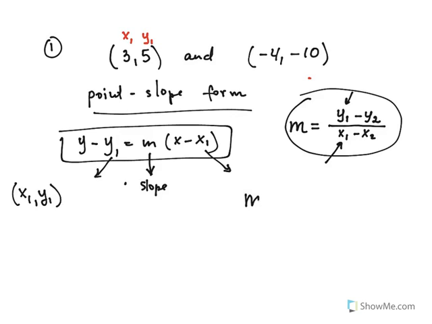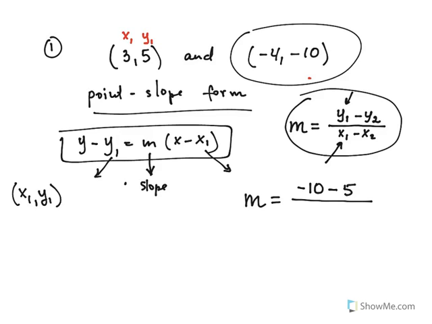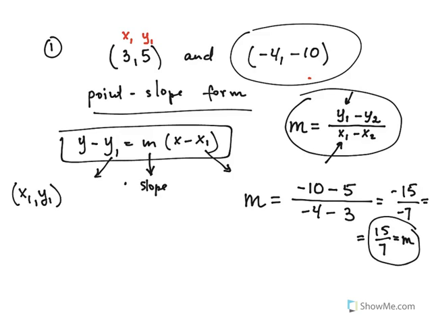Let's find the slope now. Well, we have the 2 points. Doesn't matter which one you want to start with. As I said, be consistent. So -10 minus 5. Now back to this point again. So what's the x value? -4 minus 3. So what do we get? -10 minus 5 is -15. -4 minus 3 is -7. Cancel your negatives and you get 15 over 7. So that's my slope.